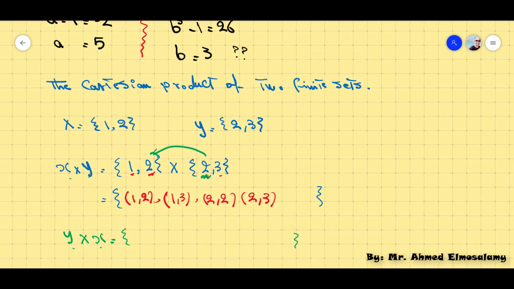2 product 1 equals (2, 1). 2 product 2 equals (2, 2). Then start from 3. 3 product 1 equals (3, 1). 3 product 2 will be equal to (3, 2). So x product y is not equal to y product x.